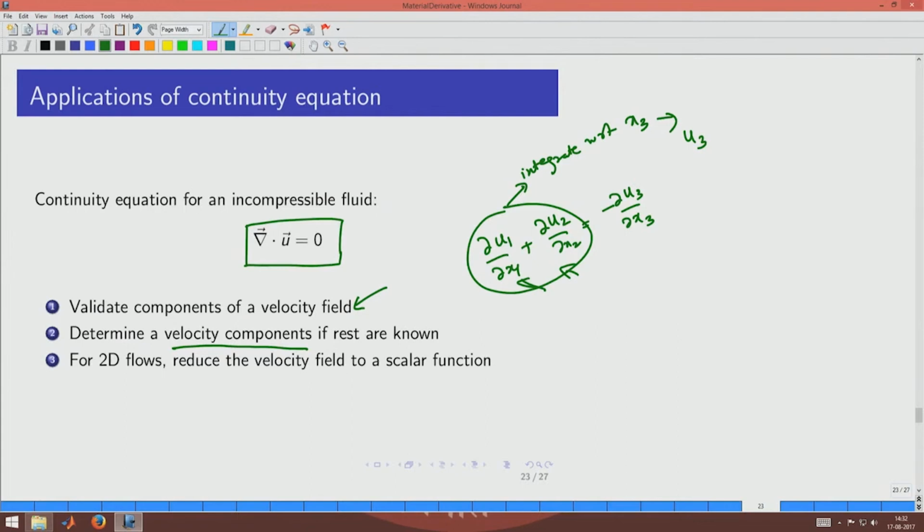In case you are limiting your domain to 2D, you could also use this equation to reduce the velocity field from 2 unknown quantities to just one quantity, which is a scalar function. You can do that so that the number of equations you need to solve is reduced. We will come to that in detail in the next session, but at this moment you know that you have 2 components of velocity in 2D flow, and one equation that is already being satisfied here. So you could use it to reduce the number of unknowns. This is how the continuity equation will be useful in determining the components in a general situation.